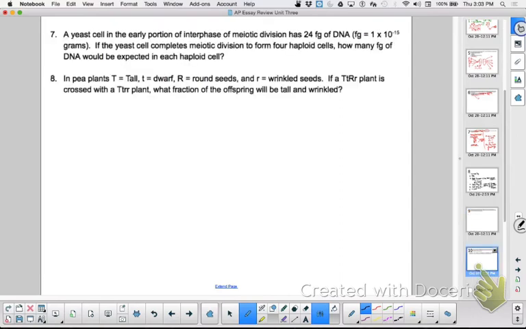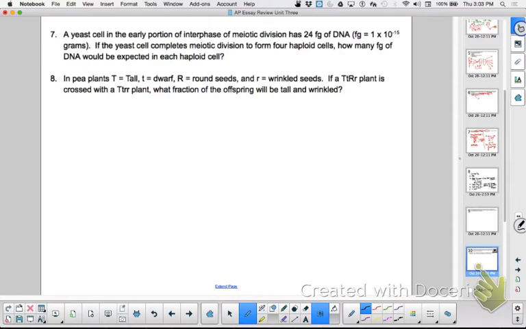All right, this was the grid-ins. I cut and pasted the grid-ins. These are probably pretty easy for you, but let's just double check them, okay? A yeast cell in the early portion of interphase of meiotic division has 24 fg of DNA. If a yeast cell completes meiotic division to form 4 haploid cells, how many fg of DNA would be expected in each haploid cell?